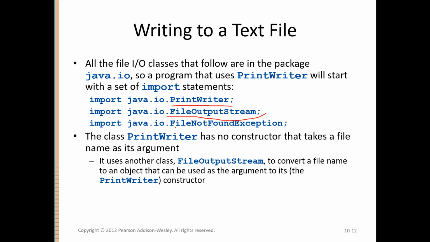Because working with streams or files can lead to some exceptions, there's a FileNotFoundException that also has to be dealt with. For example, if you try to save a file to a disk, but the disk is full, there's no way for you to do that. You won't be able to create a new file because the disk is full. Then this is going to be an exception.